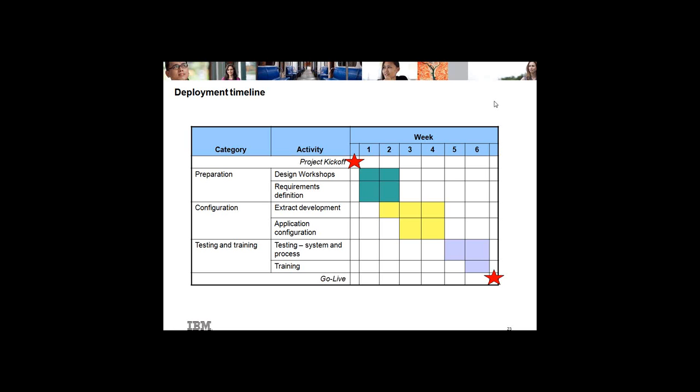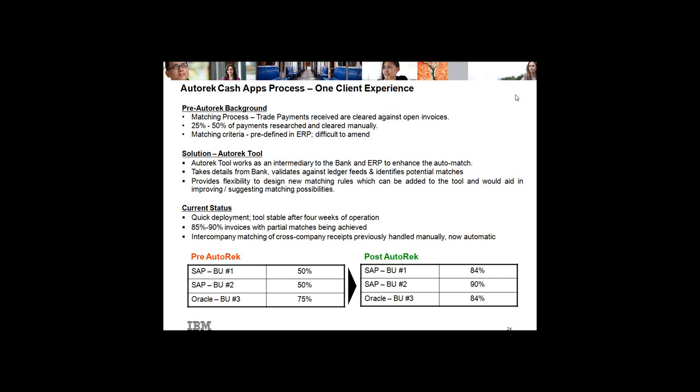The last thing I wanted to cover was a little bit more detail on a specific experience with one of our clients. In terms of background, the matching process was executing at roughly 50%. 50 to 75% were auto-matched. They were requiring 25 to 50% of other payments to be researched and cleared manually.